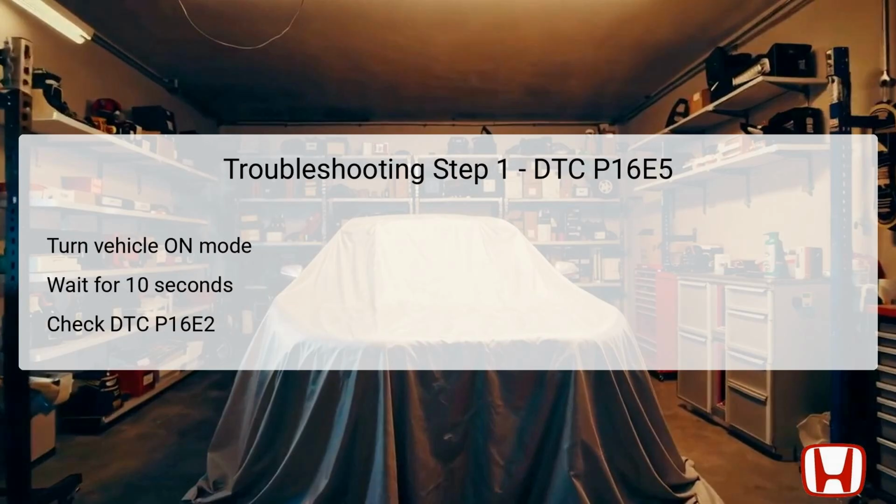For the first troubleshooting step in resolving the DTC P16E5, begin by turning the vehicle to the on mode and allow it to sit in this state for about 10 seconds. This initial action enables the systems to self-check and establish connections between the PCM and other components, like the DC-DC converter. Next, it is crucial to check if DTC P16E2 is indicated concurrently. DTC P16E2 relates to similar communication issues, and if present, it could signify a more extensive problem in the system wiring or shared components.